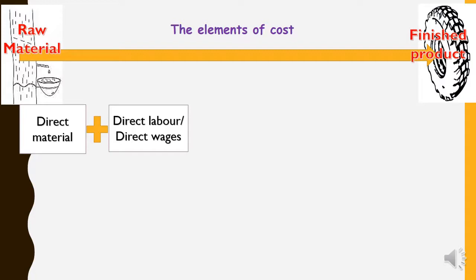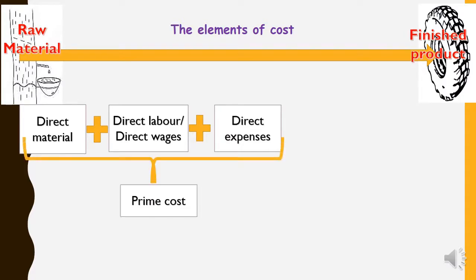Apart from direct labor, direct wages, we do have direct expenses. One example of direct expenses is royalty. You know what royalty is, right? Royalty is the payment that we pay for the pattern they design. For example, this tire is designed by someone, and some companies need to pay them a royalty. That royalty payment will become your direct expenses. Direct material plus direct labor plus direct expenses, we will get prime cost. Prime means the main cost.